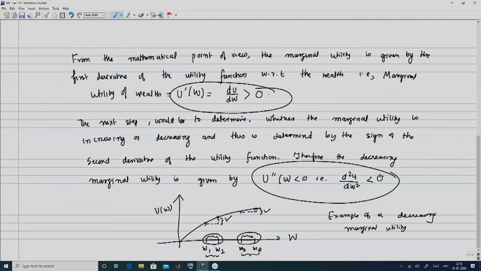Then you see that U of W2 minus U of W1, which is the consequent change in the utility level or the marginal utility, is going to be more than the marginal utility in the case of movement from W3 to W4. So, this means that as your wealth level increases, an identical increase in the wealth level results in lesser and lesser corresponding increase in the utilities, and that is consistent with your statement of u double prime of W being less than 0, while you have u prime of W greater than 0.